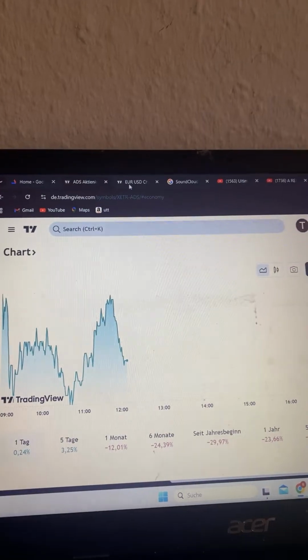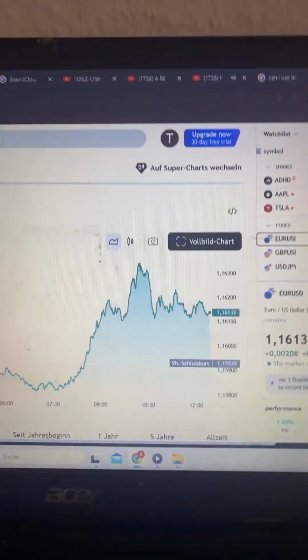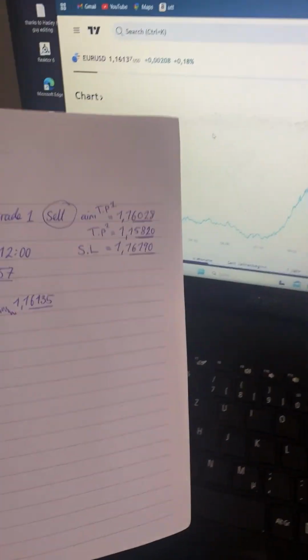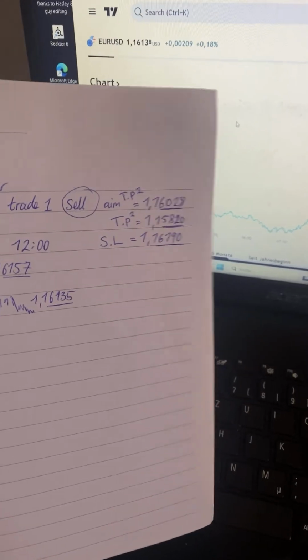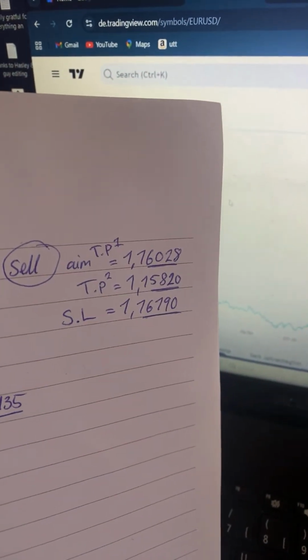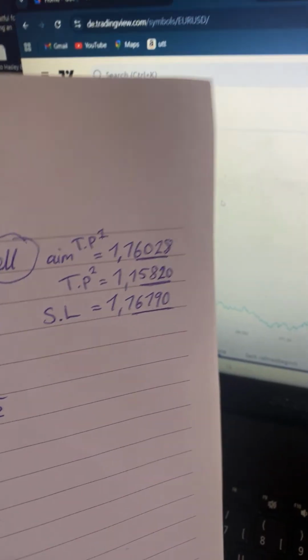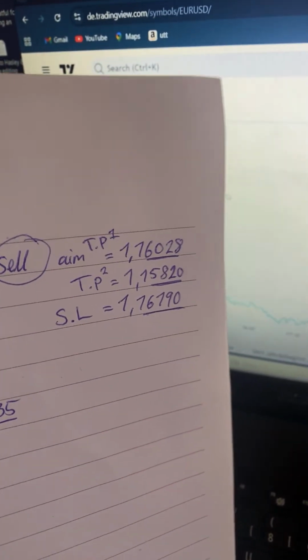And I've also now got this open, and here you can see, so my trade is a sell, first take profit will be at 1.16028, second take profit at 1.15820, stop loss at 1.16190.